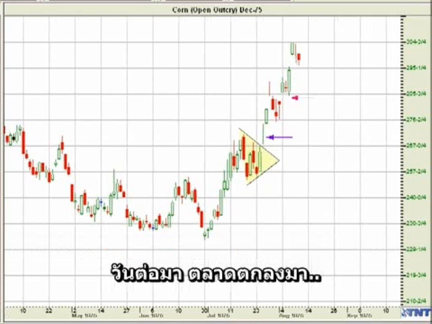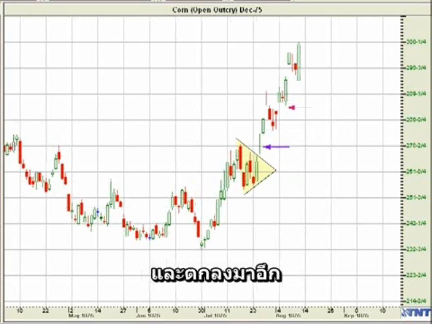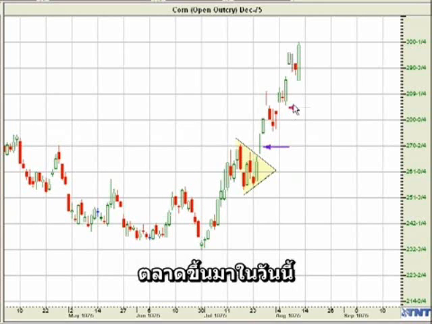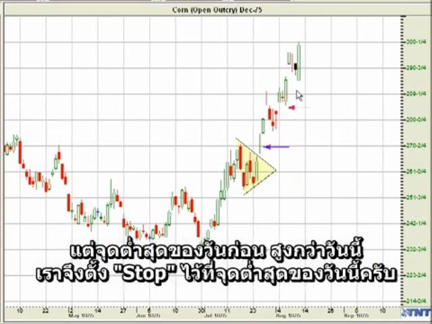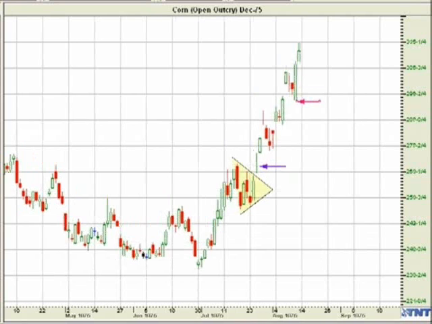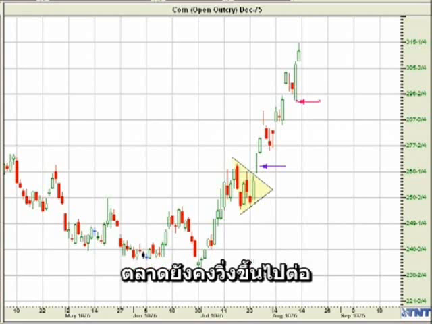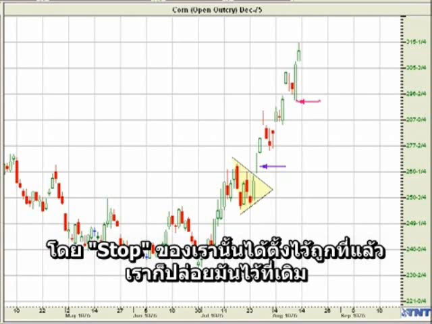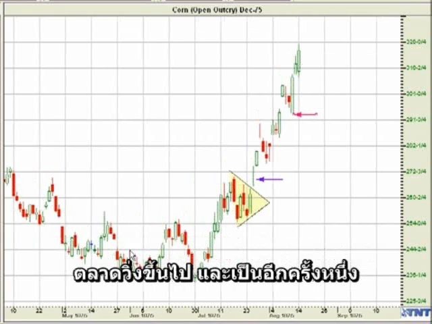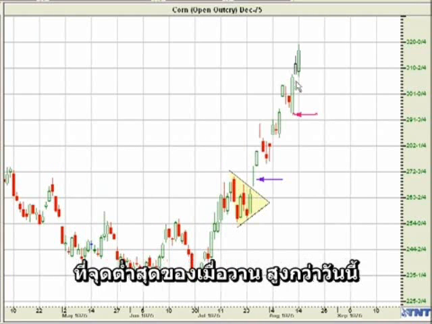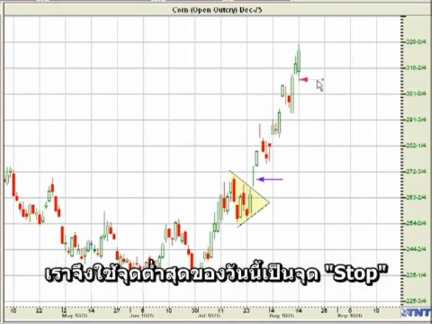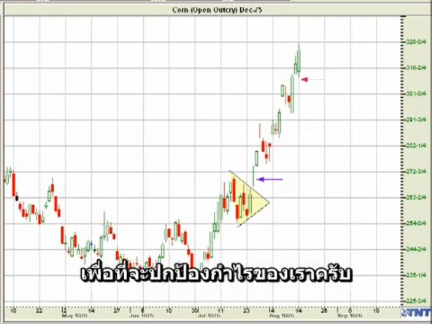Market trades lower, market trades lower, market trades higher, and again the previous day's low is higher than the current low, so we'll use the current low. The market trades higher. Our stop is already in the correct place, so we'll leave it where it is. The market trades higher. Once again, the previous day's low is higher than the current low, so we will use the current low to cover our trade.